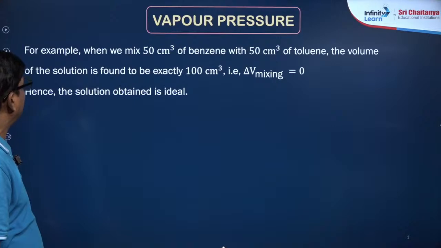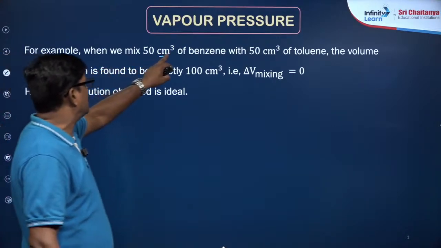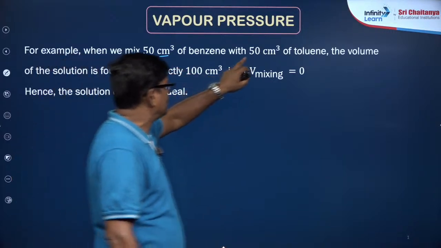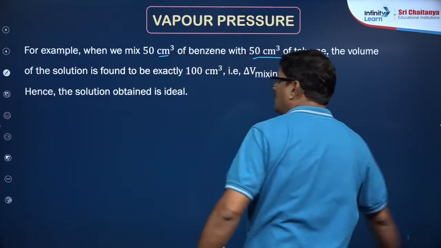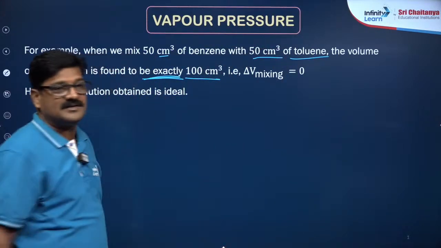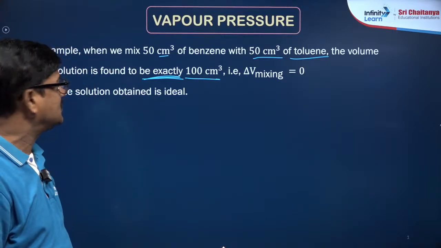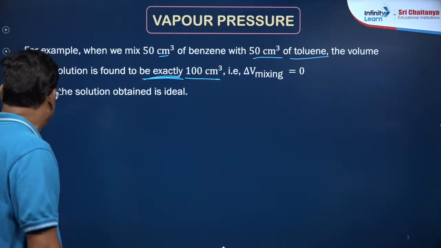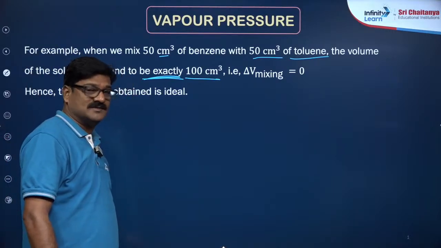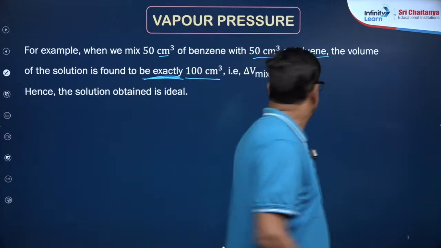One more example: when you mix 50 cm cube (centimeter cube means milliliter) of benzene with 50 cm cube of toluene, the volume of the solution is found to be exactly 100 cm cube. That is what you call the enthalpy of mixing being 0, right? And hence the solution is ideal. An ideal solution actually doesn't exist. Somewhere we have to consider that it exists, right?